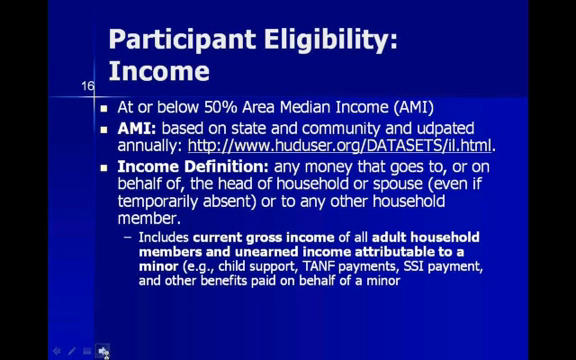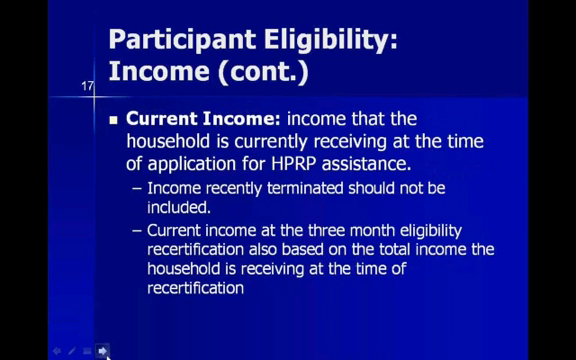The next kind of piece of income that we're looking at is current income, and that's income that the household is currently receiving at the time of application for the assistance. And again, income, that's what we're looking at. The day they present, they could have been laid off 2 days prior. We're not looking at that income.